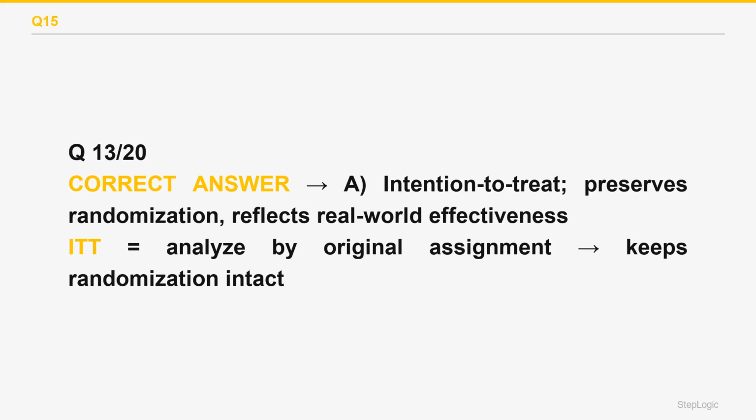The contrast is per-protocol analysis, which includes only patients who adhere to the protocol. This measures the drug's efficacy under ideal conditions, but breaks randomization and can bias results because adherent patients differ systematically from non-adherent ones. ITT is the gold standard for the primary analysis of a randomized trial. Analyzing by original assignment to preserve randomization is intention to treat.